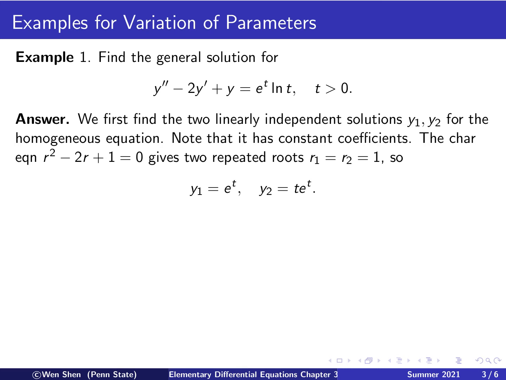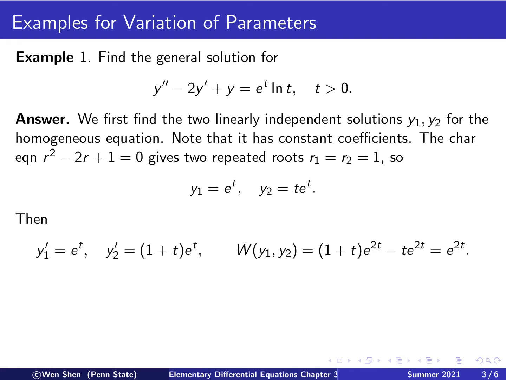Then we call the two solutions y1 and y2, and we can set up the characteristic equation for this, that will give us r squared minus 2r plus 1 equals 0. And solving for that, we get two repeated roots, r1 equals r2 equals 1. So this means we have two linearly independent solutions: y1 is e to the t and y2 is t times y1, so t times e to the t.